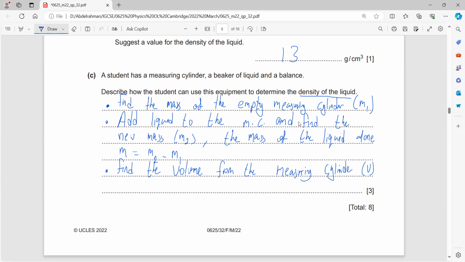V, and then calculate density. Okay, density equals mass over volume. Okay, quite easy. Okay, yeah. Next question.